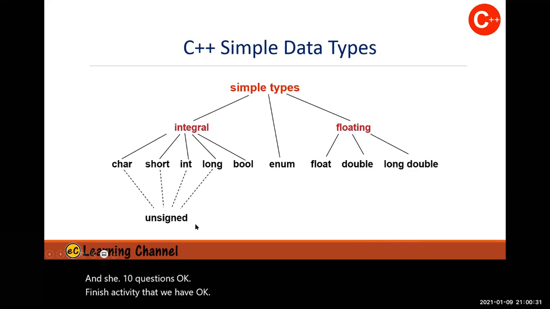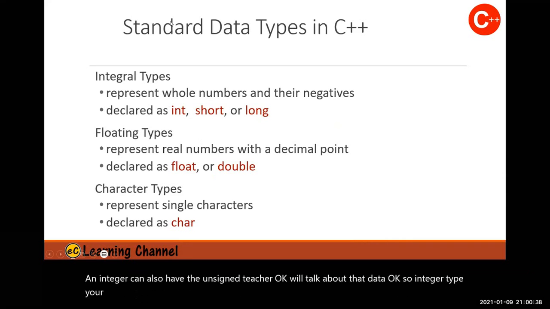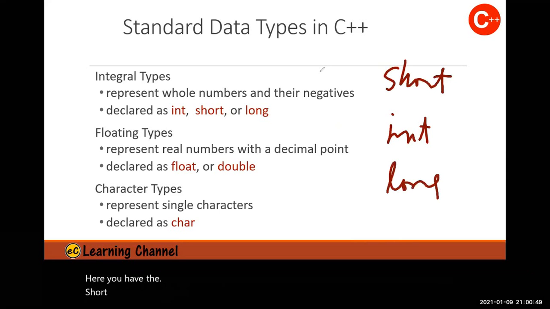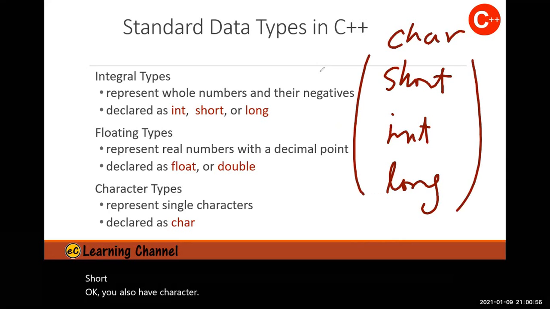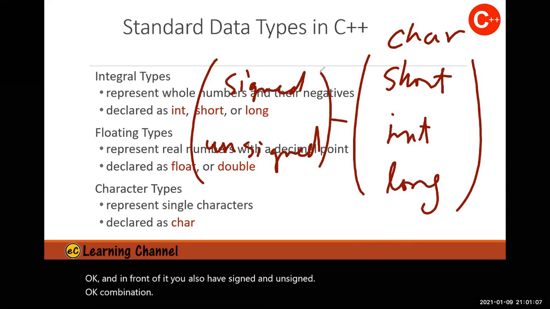Integer can also be unsigned integer, we'll talk about that later. For integer types, you have int, short, long, which is different from Java. You also have character, and in front of it, you also have signed and unsigned, in combination.